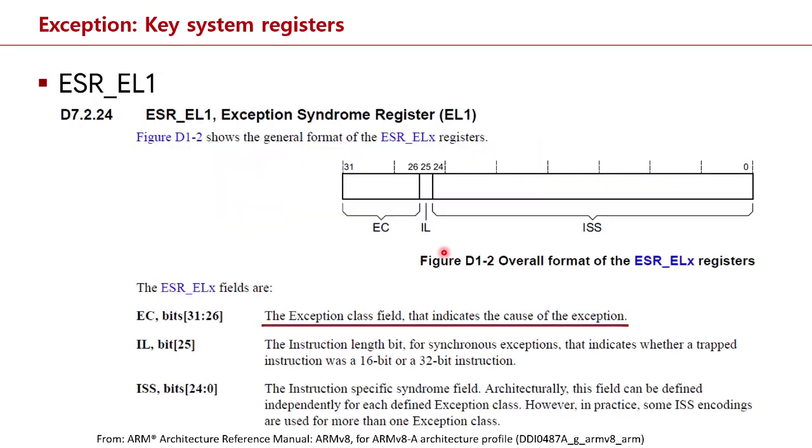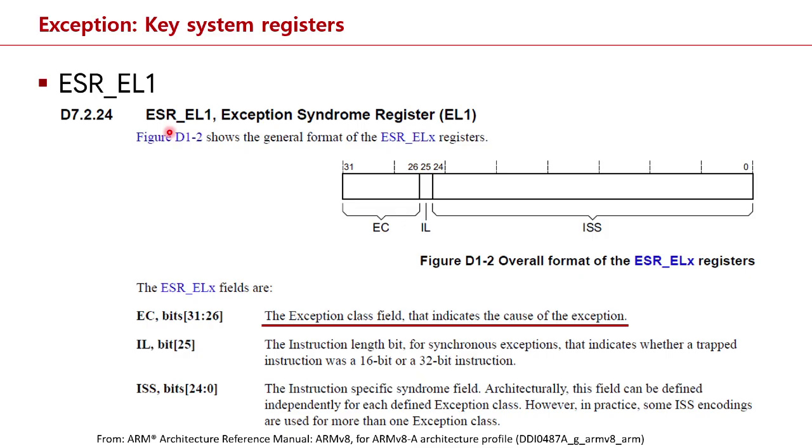Another important thing you have to understand is that when the exception is taken to exception level 1, the ESR_EL1 register is updated. When the exception is handled at exception level 2, in this case, the ESR_EL2 register is updated instead of the ESR_EL1 register. That is another important thing to remember.